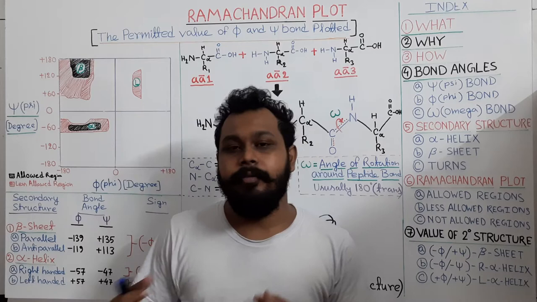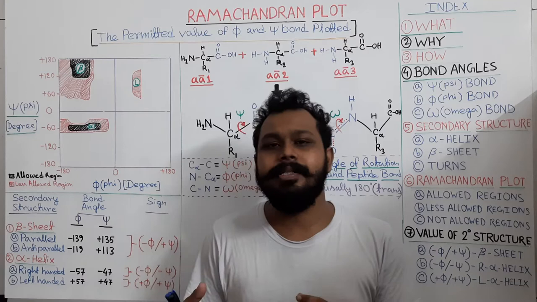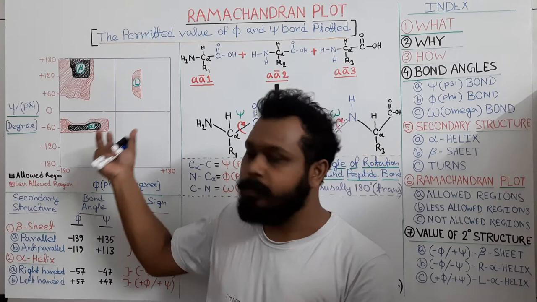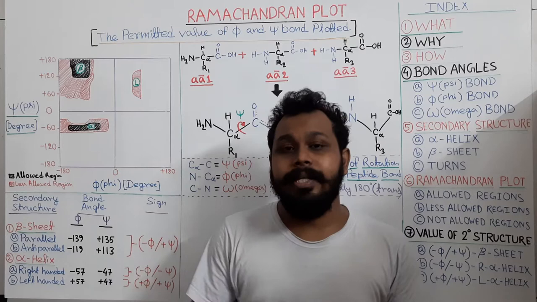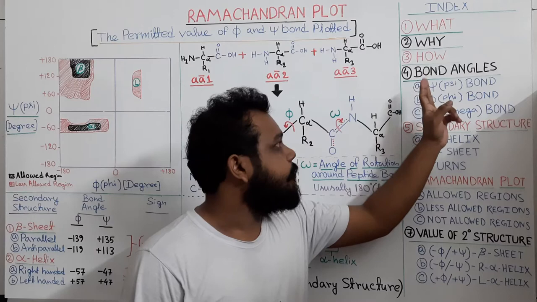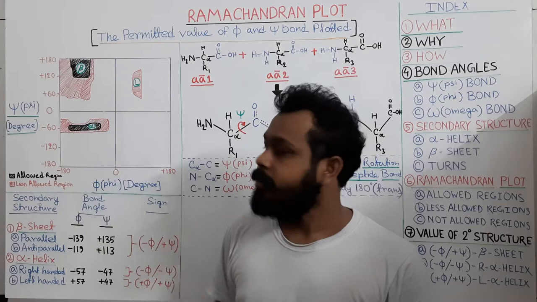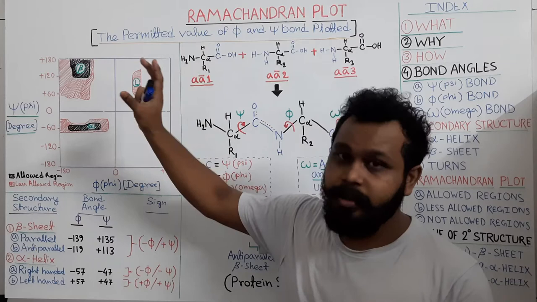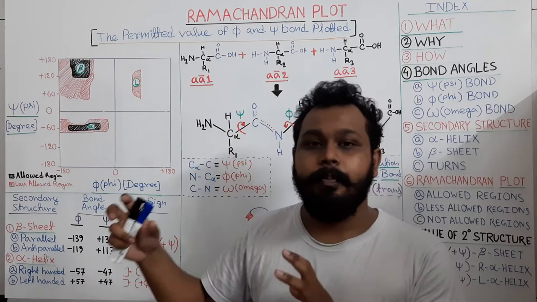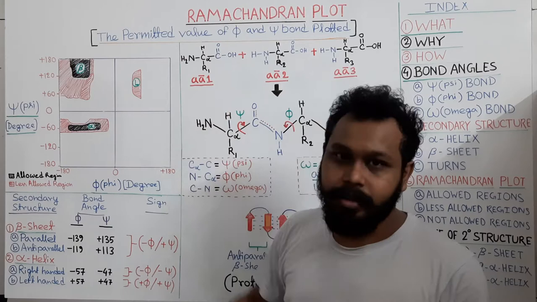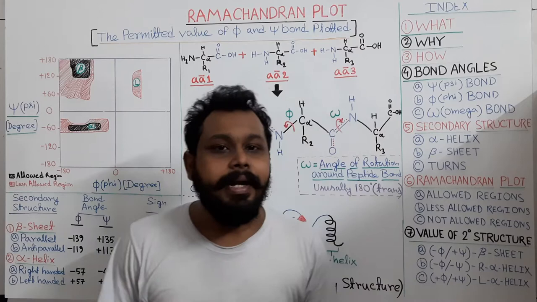In an easy way, the Ramachandran plot is a plot. Plot means in a graph we plot some values. Here, in the Ramachandran plot, we put the values of a protein's bond angles, that is two bond angles, phi and psi. The Ramachandran plot shows the permitted values of phi and psi of a peptide chain or protein. From this plot we get an idea about the protein's secondary structure.